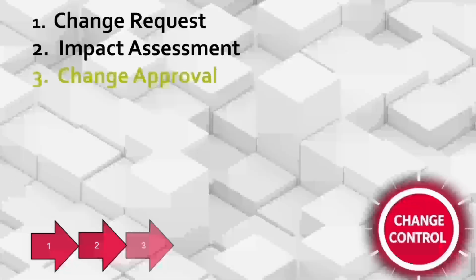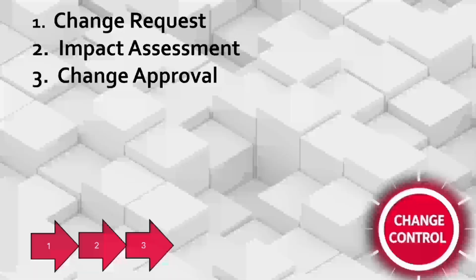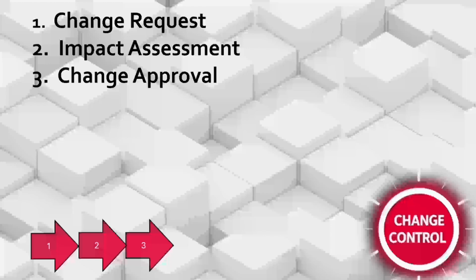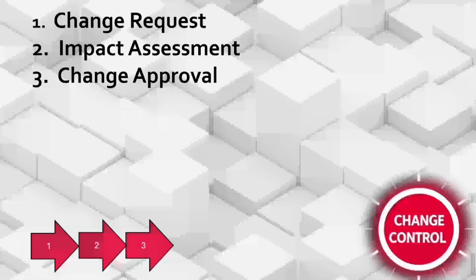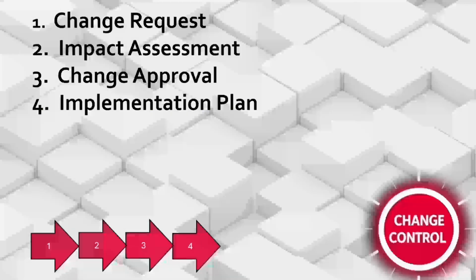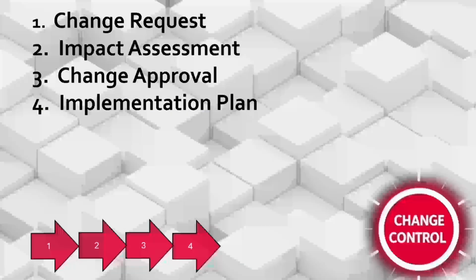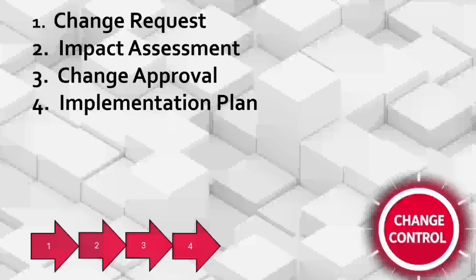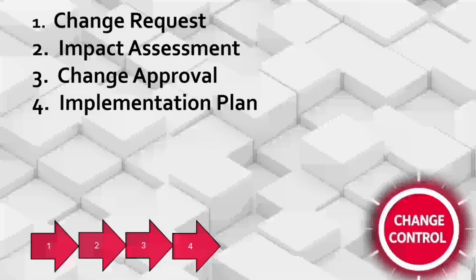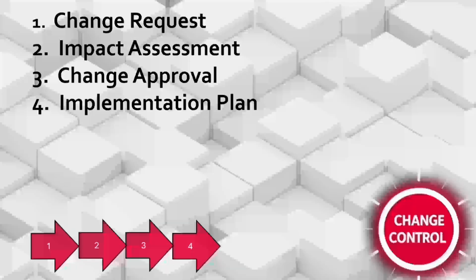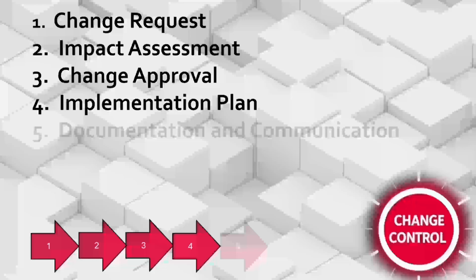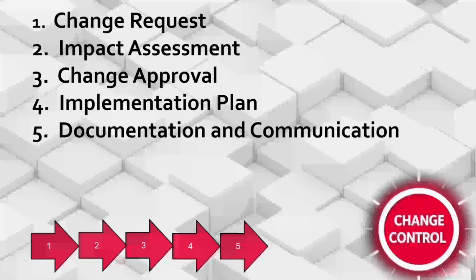Number 3, change approval. Once all required impact assessments are complete, the proposed change is reviewed and approved by the quality assurance team. Number 4, implementation plan. Once approved, an implementation plan is developed with SMART actions, that is, specific, measurable, achievable, with responsibilities defined and timescales allocated.